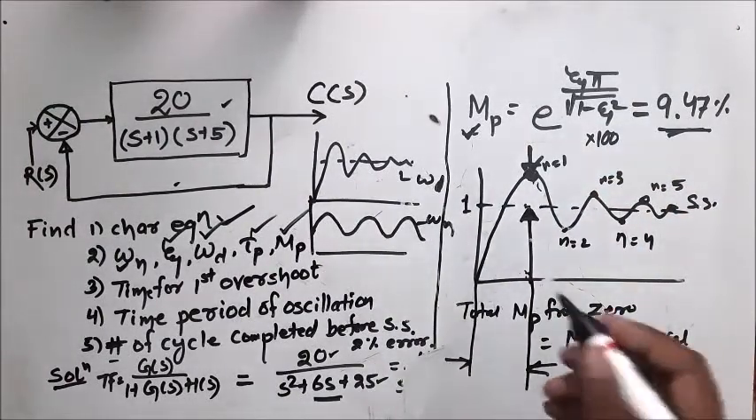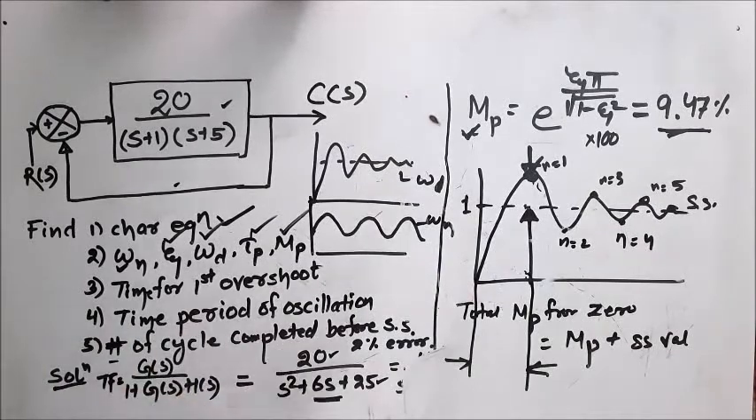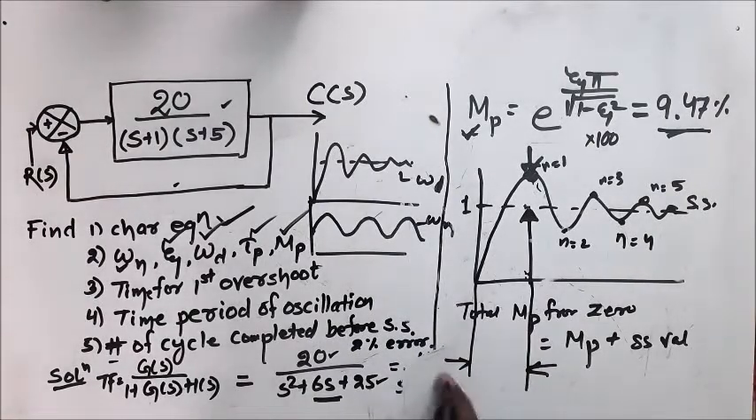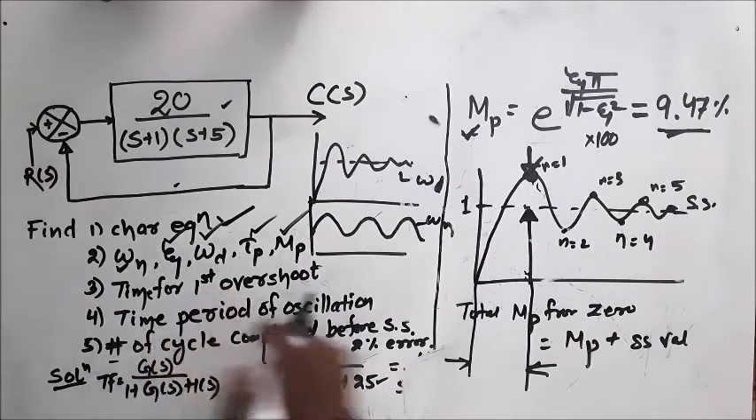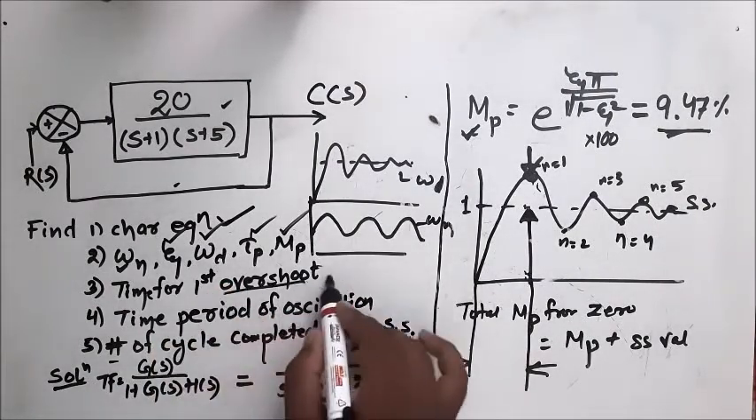Or the time for the first undershoot. We need to find out the time between these two values. So let me rectify the question. The question is the time for the first undershoot. This is not overshoot, this is undershoot.